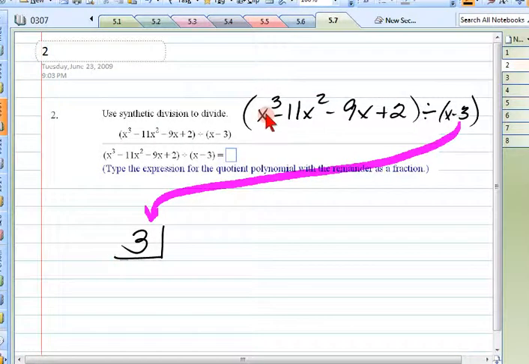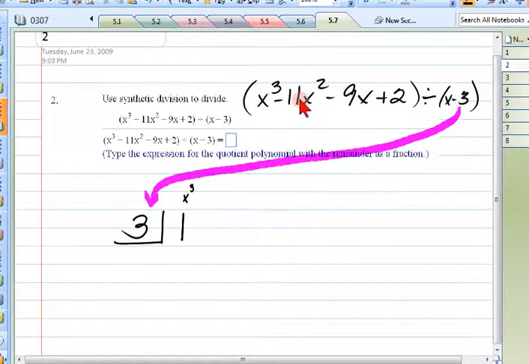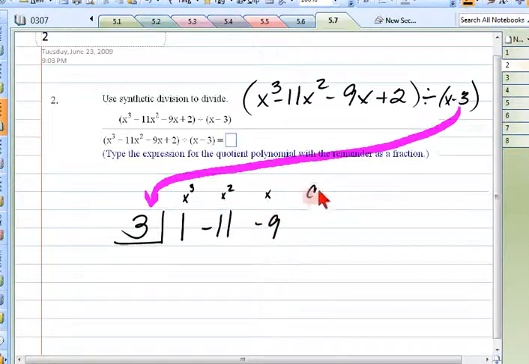What's the coefficient of the x cubed term? 1. Now, if you were to look at somebody do this formally, they would not put an x cubed up there. That's just a little reminder for us. What's the coefficient of the x squared term? Negative 11. What's the coefficient of the x term? Negative 9. And what's the constant? 2. So does everybody have the 3 in the box backwards, then a 1, negative 11, negative 9, 2? Leave a blank and draw a line.